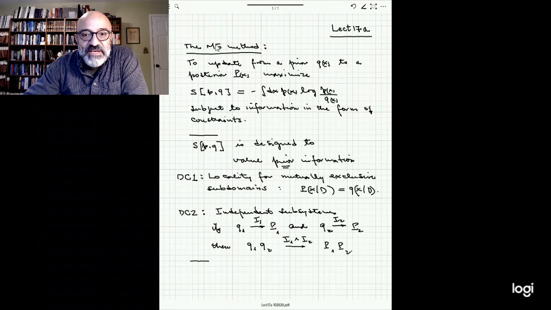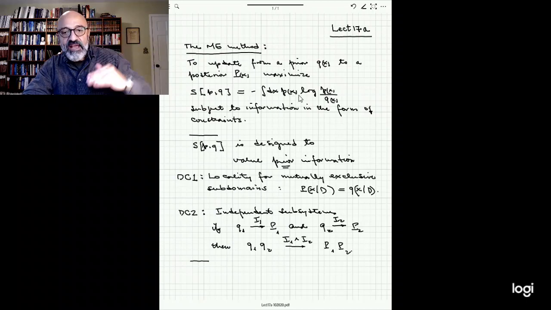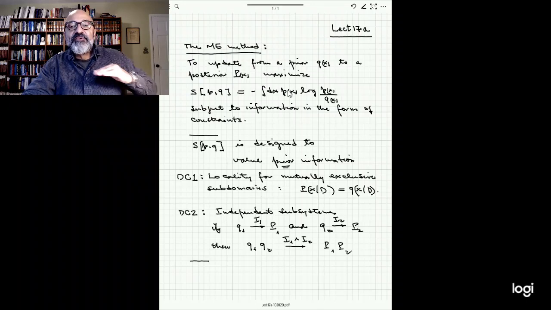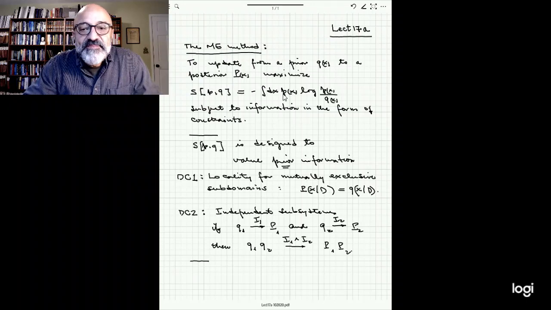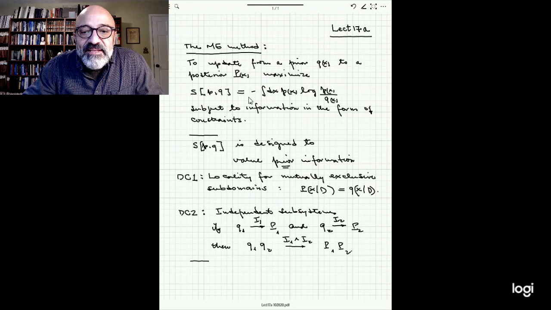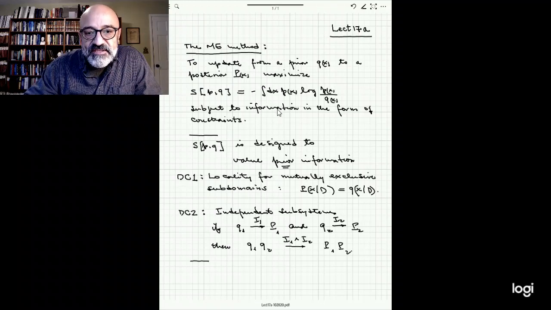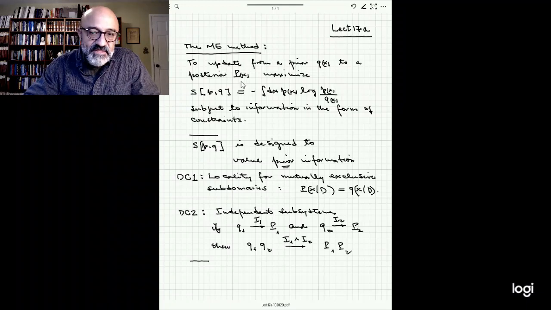The maximum entropy method is a method to update from a prior to a posterior. And the way you do it is you maximize this relative entropy. So in other words, you rank all potential probability distributions. You rank them according to some preference. And then you maximize the entropy. You choose the one that's ranked the best, subject to the information that is supplied in the form of constraints. So this is the general strategy.